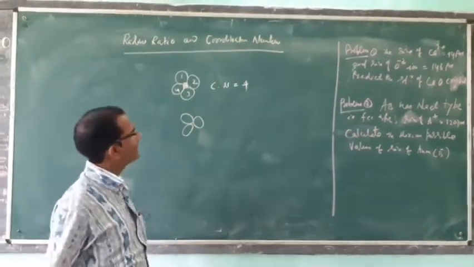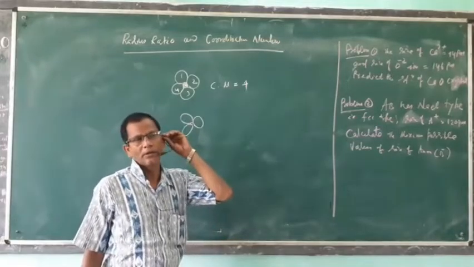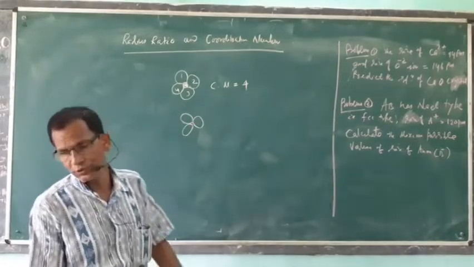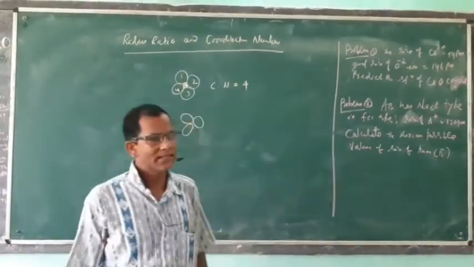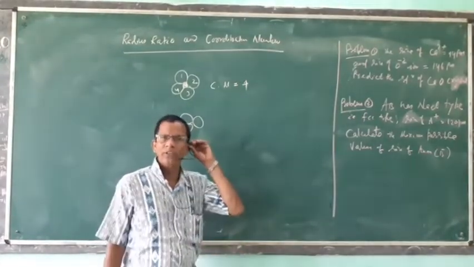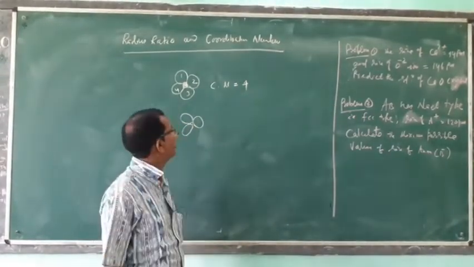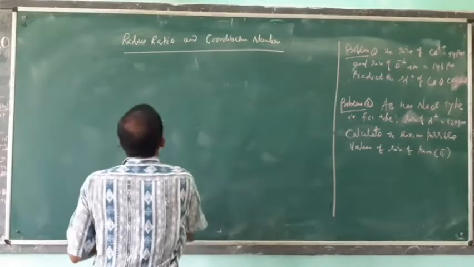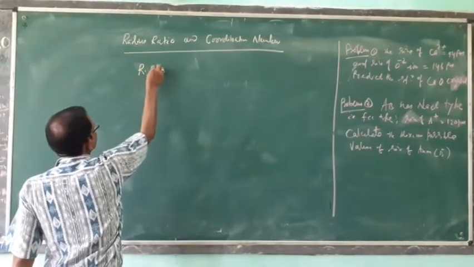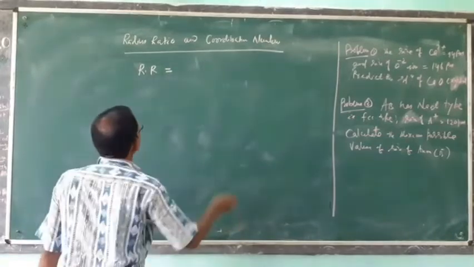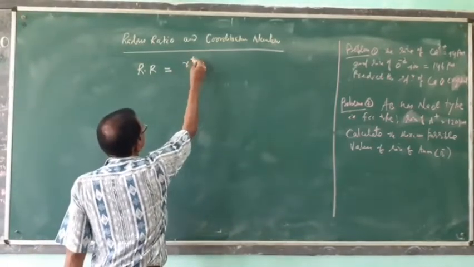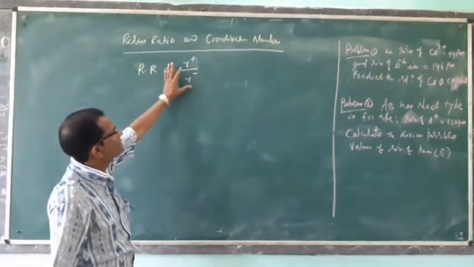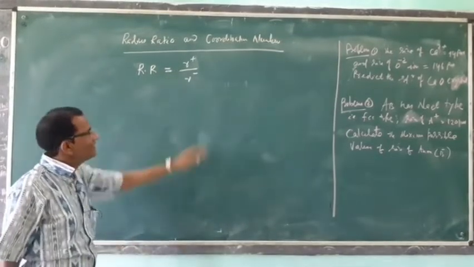So the size of cation and anion can be determined from the radius ratio. The radius ratio has significance in crystals to determine the structure of the crystal. So what is the radius ratio? Let us discuss this. The radius ratio is generally expressed in terms of R plus and R minus. That means it is the ratio of the size of the cation to the size of the anion.